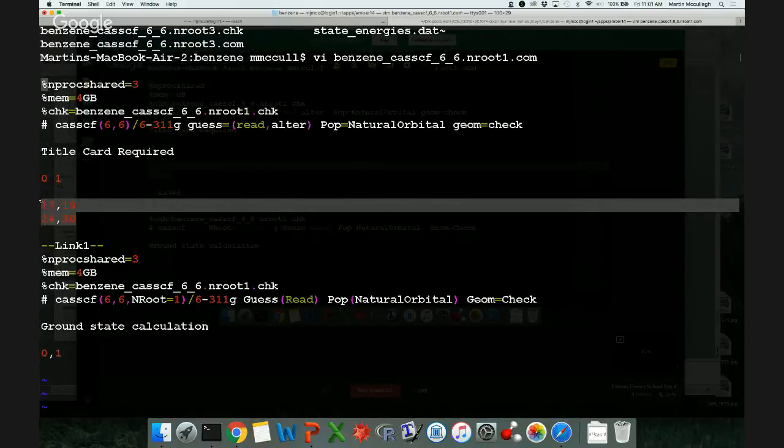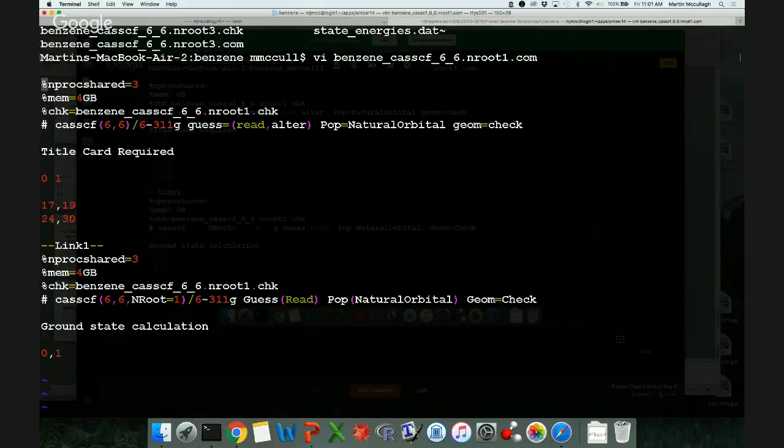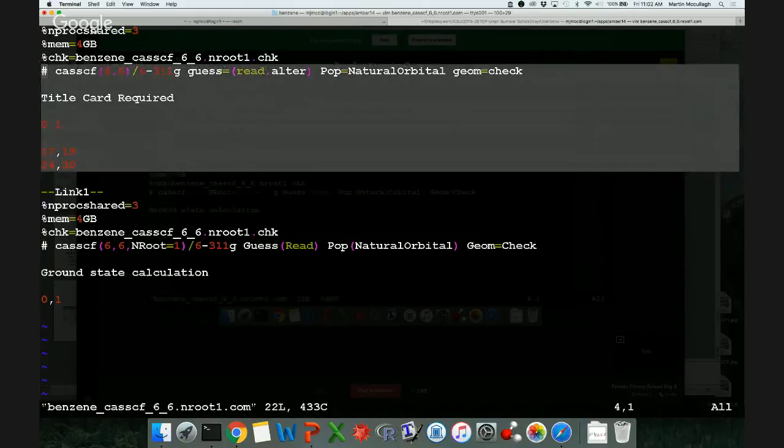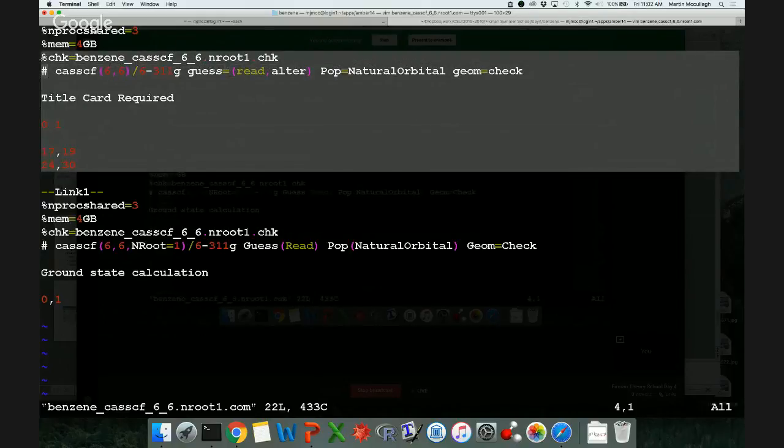And then we have these two lines, 17 and 19, 24 and 30. So what are these? Yeah. The orbitals that we're switching. Yes. Good. So we remember we said we wanted to switch 17 and 19 and 24 and 30. So that's as simple as that. That's how we dictate that we swap those things. And all of basically this entire thing right here, all that does is read in geometry and orbitals from the checkpoint file, and then swap those two orbitals and print out a new wave function, basically. It optimizes it, but whatever.